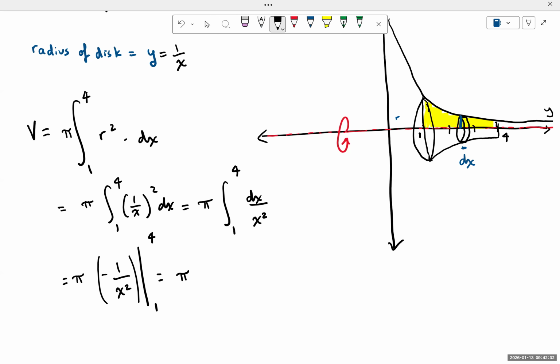Oh, I knew I had it wrong. I knew it was supposed to be this. So when I integrate, remember this is x to the minus 2, and we are doing minus x to the minus 1. There's not a 2 there. That was not right. This is what I want. And that is the answer. So that will be the volume of this whole thing.